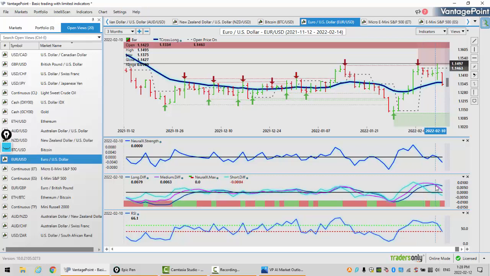Now, to make matters worse for the euro, we have an MA diff cross with the neural index. Some of the guys in the live VantagePoint live training room, they call this the death cross. I love that analogy, guys. I think that's a very cool analogy.